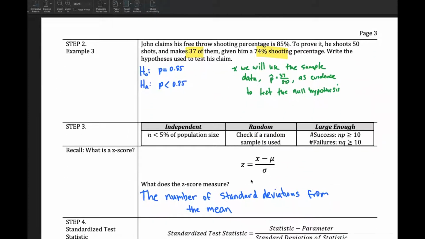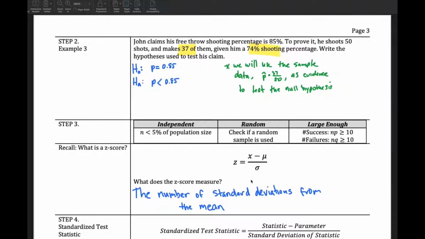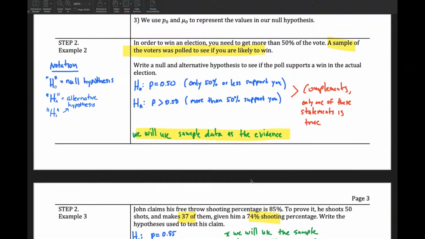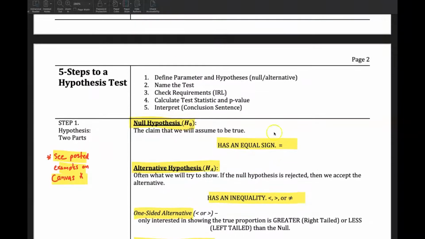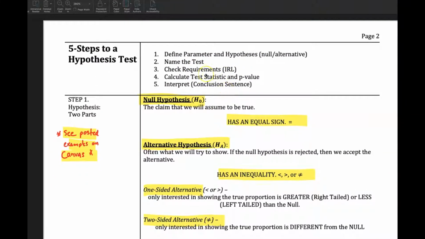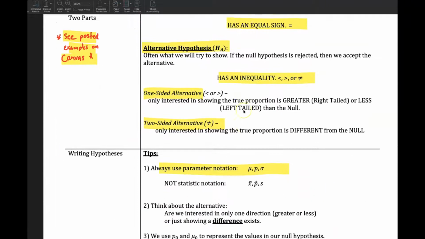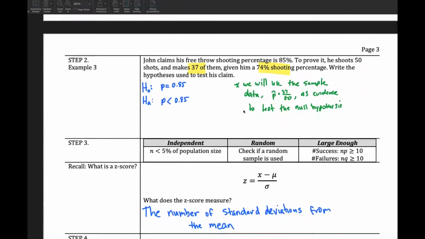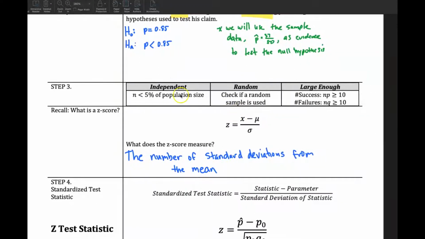Okay, so before we actually complete a hypothesis test, take a look at what the whole process looks like for a claim. Let's revisit again the 5 steps. Defining the parameter and hypotheses, naming the test. The third step is checking requirements, which again for a proportion we have these same requirements that we've had in the past.